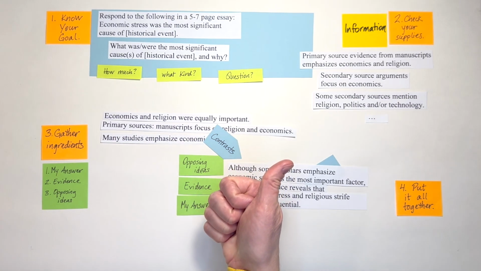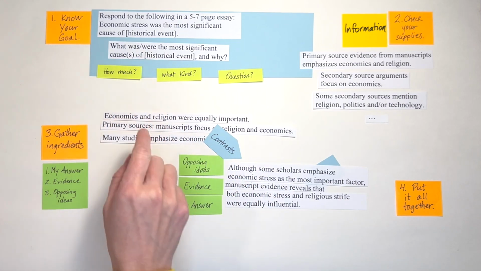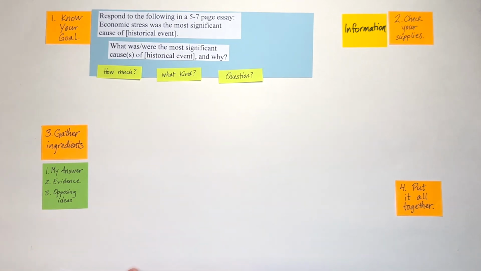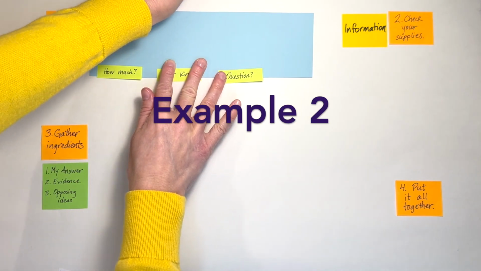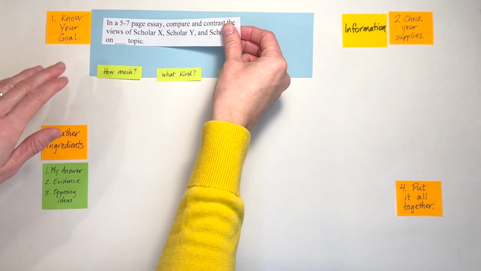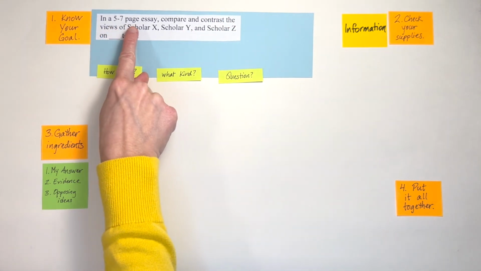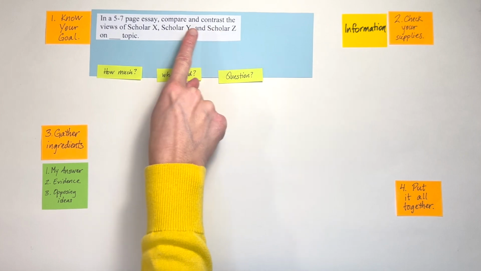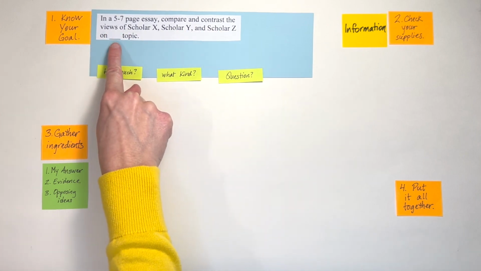This is a fantastic statement that clearly responds to the prompt in the essay and that sets me up to do so even more for 5 to 7 pages. So this is great. Let's move on to one more example. This assignment says, in a 5 to 7 page essay, compare and contrast the views of scholar X, scholar Y, and scholar Z on a certain topic.